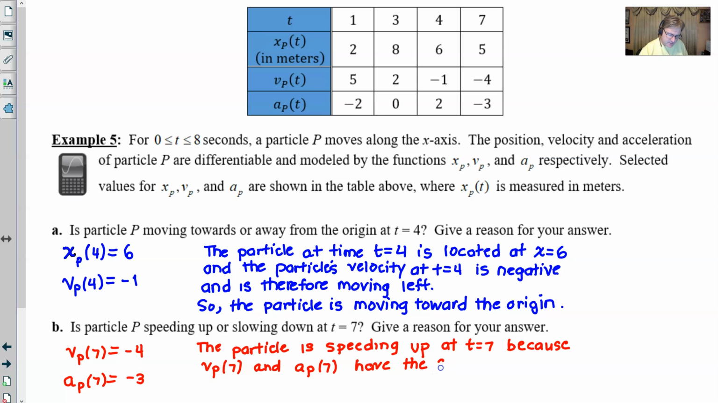I think that's a little bit better argument than if you said they're both negative. Because if you say that they're both negative, that could mean that's the only instance when we have a situation where the particle's speeding up. Well, no, that's not true, because if these were both positive, we would also be speeding up. So that's why I like to say they have the same sign. And boom, there's your proof right there.